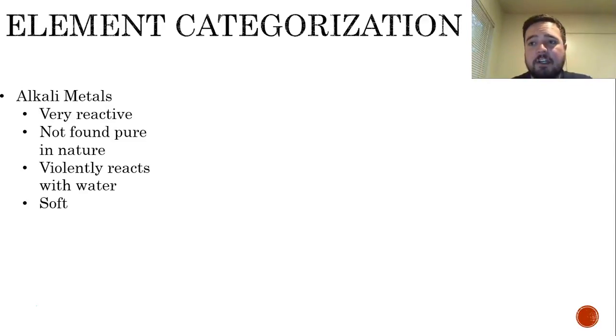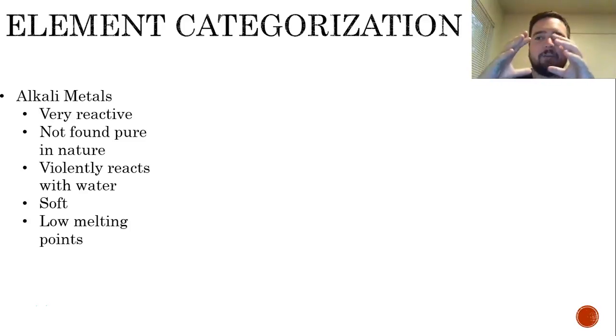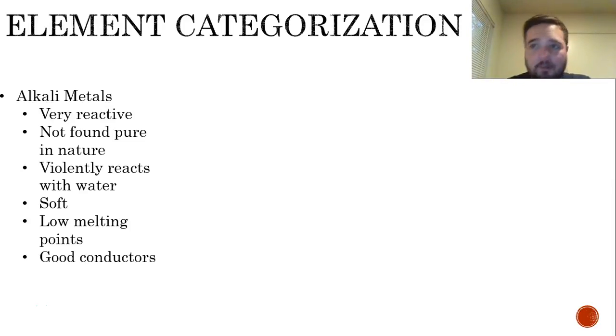They're very soft. You can actually cut pure sodium with like a butter knife. It's really, really soft, so it doesn't take a lot to break that stuff apart. Very low melting points. That's because of how it's laid out atom-wise, and based on the reactivity, it wants to go into whatever phase it needs to react as quickly as possible. And very good conductors, because it wants to give away its electrons very, very quickly, as many as possible. So that's one of the reasons that they're highly, highly reactive.